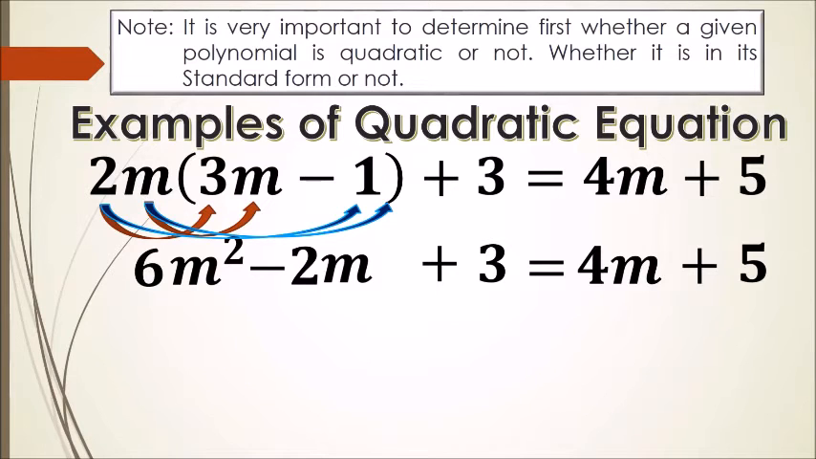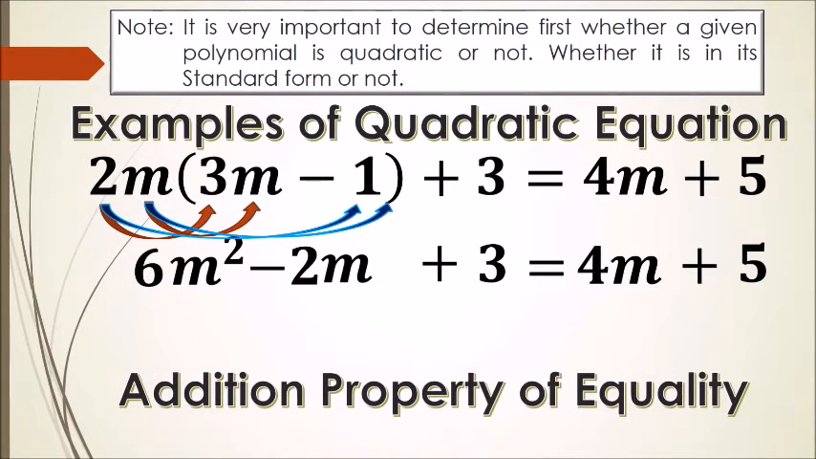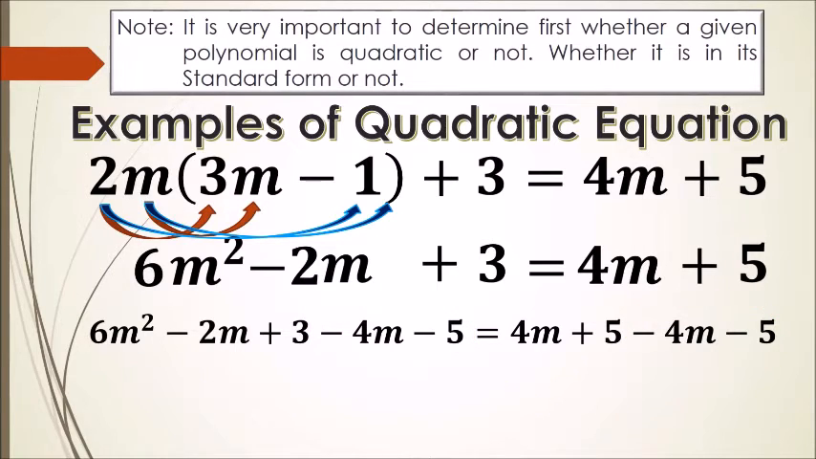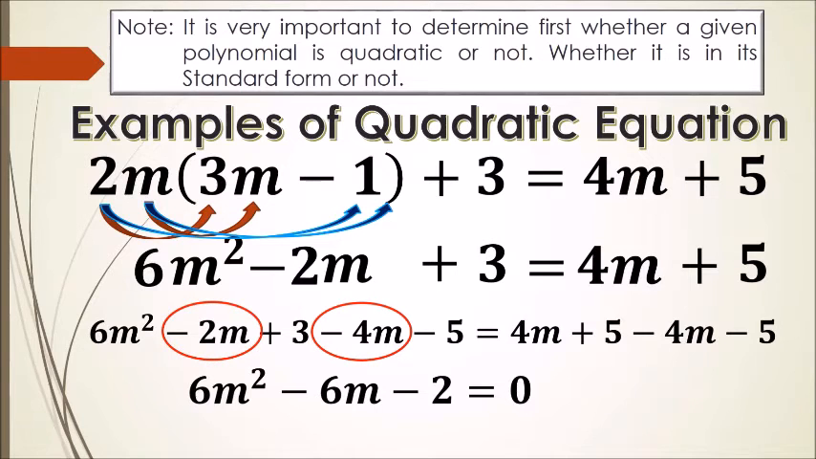So, anong susunod na gagawin natin dito? Tama, addition property of equality. Dito, mag-add tayo ng common term or terms on both sides of the equation. In this case, we add -4m and -5. Anong goal natin dito? Tama, para maging 0 yung ating right side of the equation. So, anong nangyari dito? Ganyan, -2m plus -4m, that's equal to -6m.